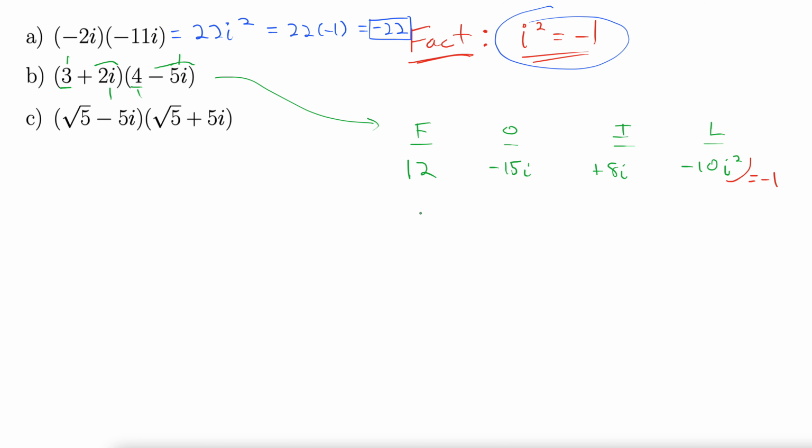So, simplifying down, we have 12. -15 plus 8 is -7i. And now we have -10 times -1. Look at that. i squared is -1. So this becomes 12 minus 7i plus 10, which we then write as 22 minus 7i.